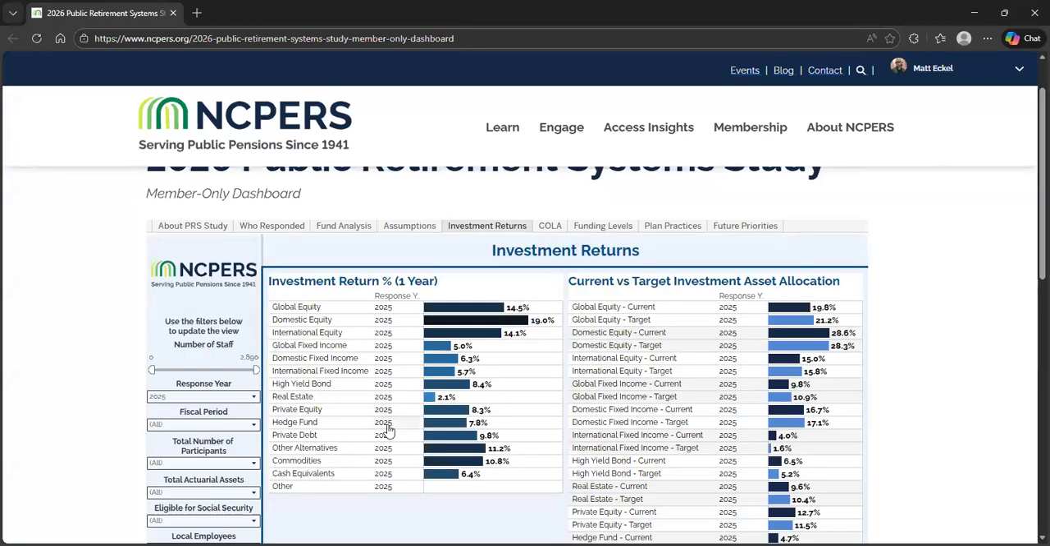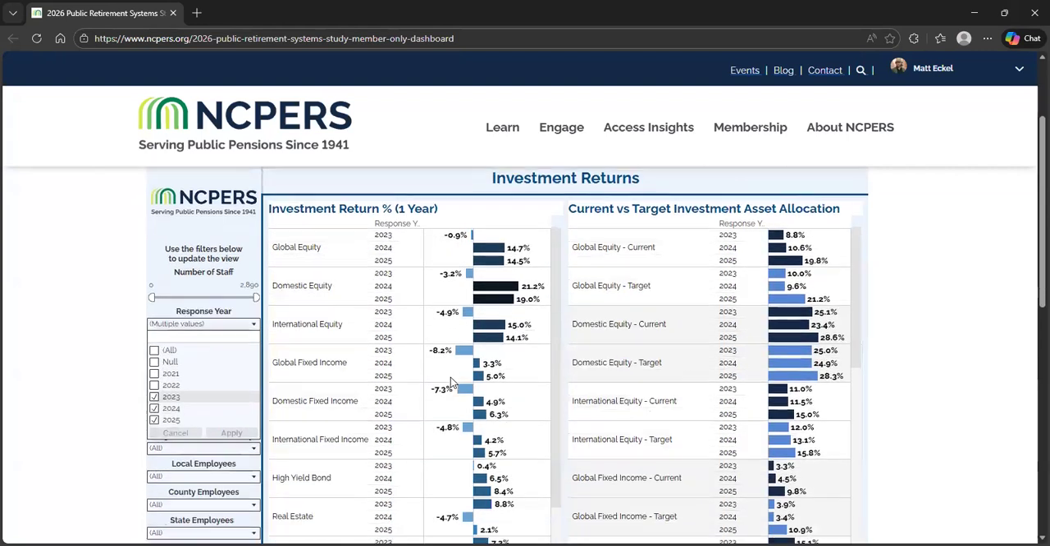The Investment Returns tab focuses on current and target allocations across investment categories, as well as annual returns within those categories. And note that you can use the filters to examine responses from previous years, either individually or simultaneously.